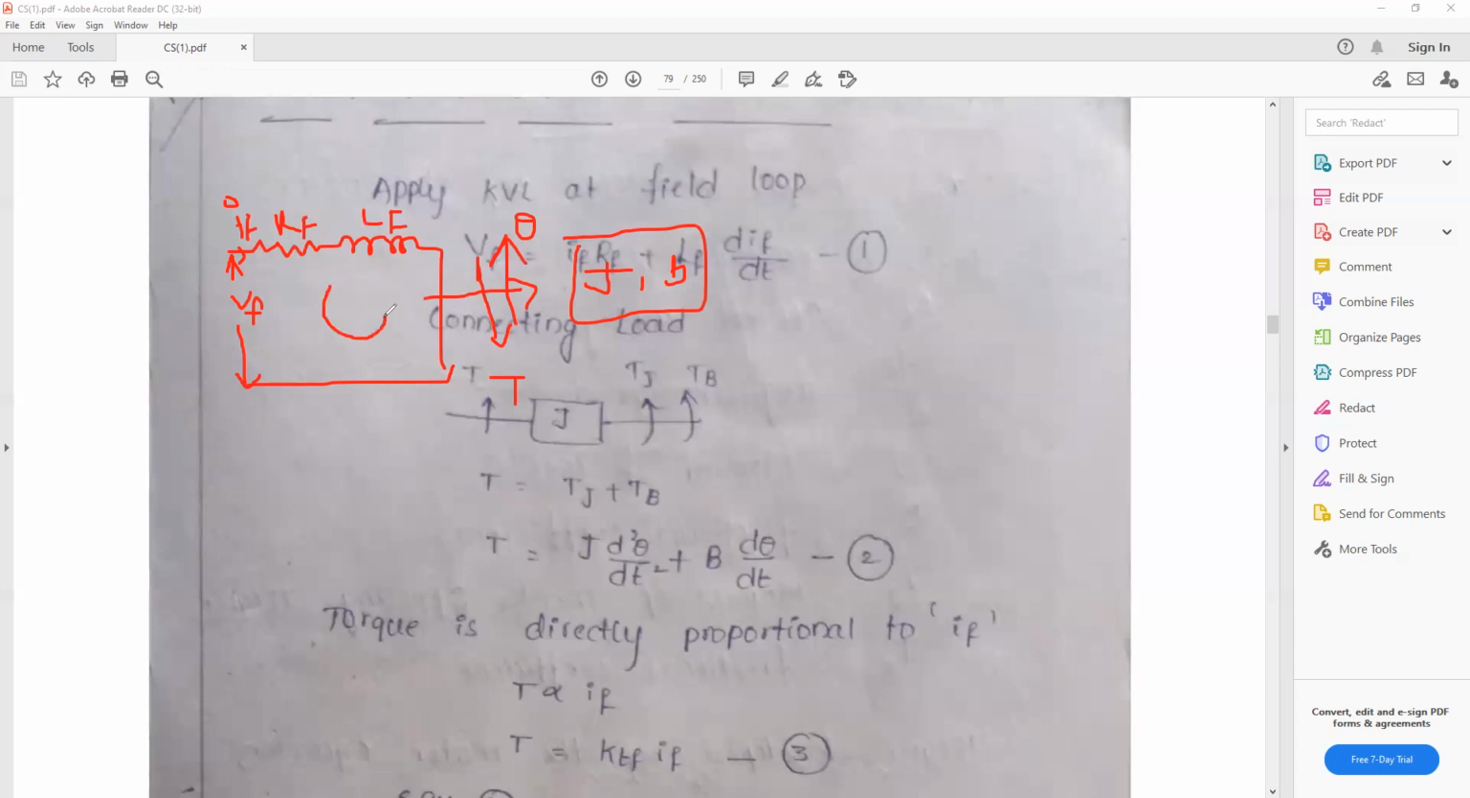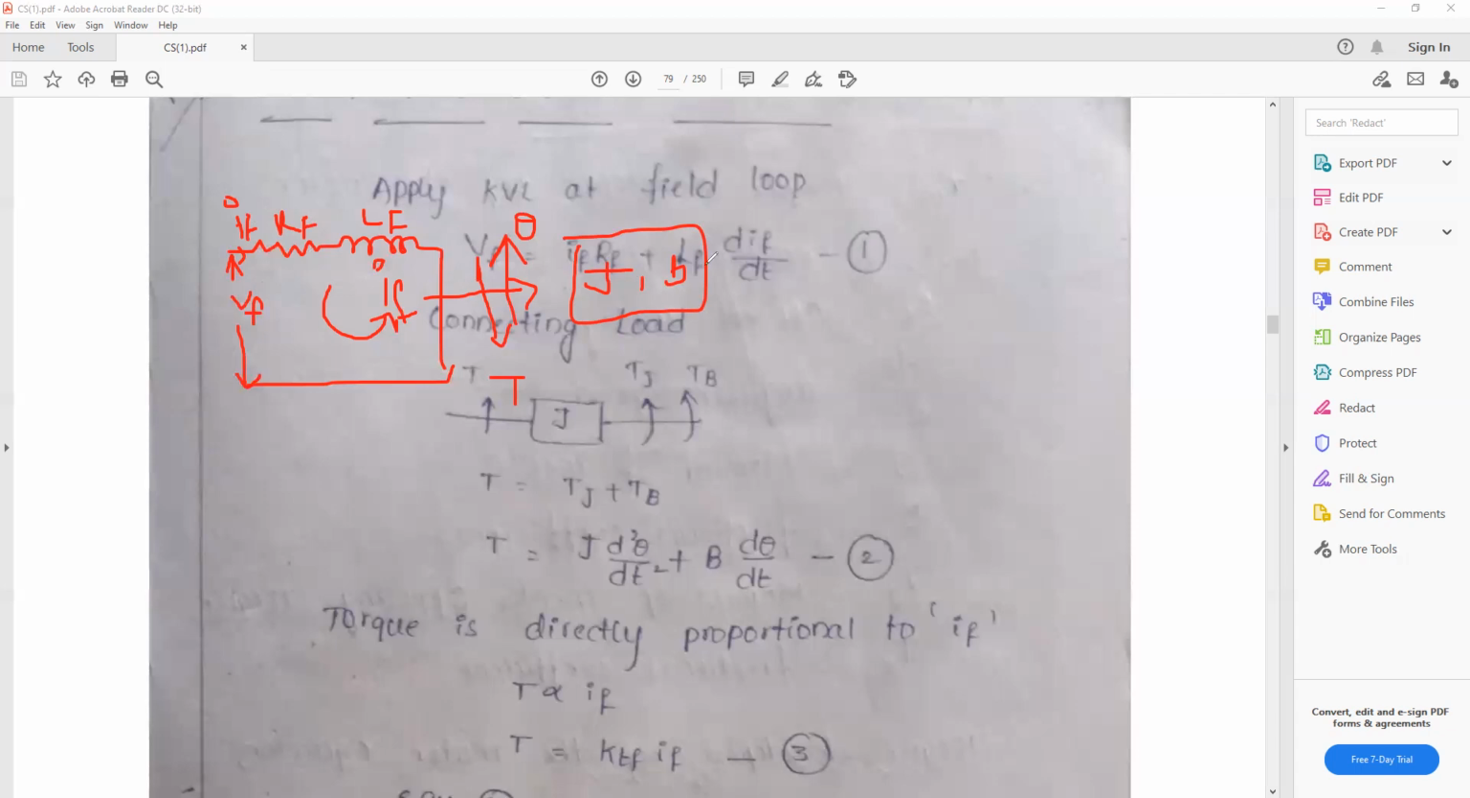Apply KVL at field loop. Field voltage VF is equal to RF into IF plus LF into dIF by dt. Voltage across resistor V is equal to IR, so RF into IF plus LF into dIF by dt.